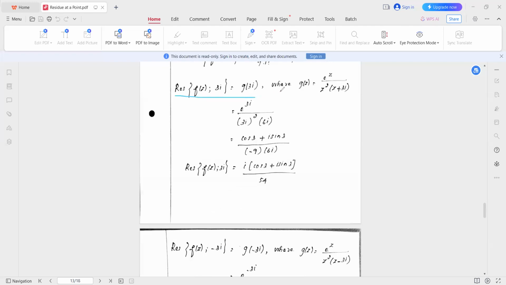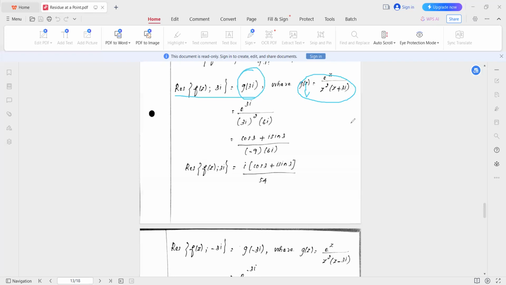I'm going with the second formula. So then what is g of z? Except z minus 3i, all the remaining terms will become g of z. Since I am finding the residue at the point 3i, except z minus 3i, all the remaining terms will be g of z. So g of z is e power z by (z square plus 3i). Now the residue of f of z is g of 3i. So in the place of z substitute 3i, we get e power 3i by (3i square) into 6i.